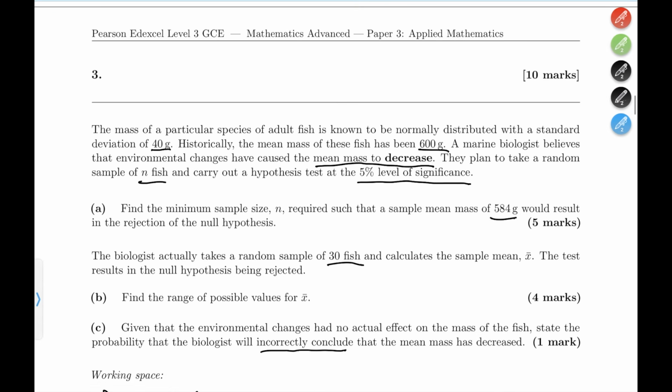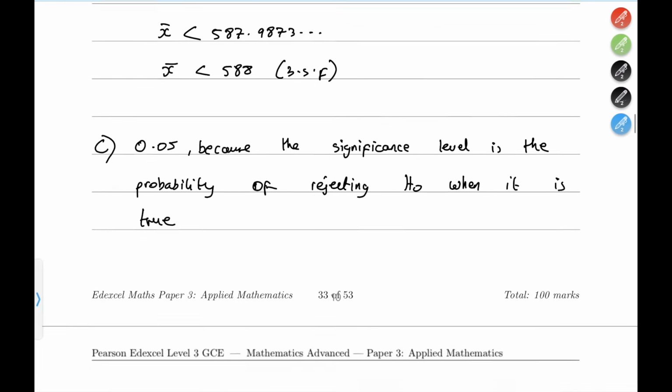So this whole question we've been working through rejecting. Okay, you can see here we've been saying, okay, such that it would reject the null hypothesis, and it results in the null hypothesis being rejected. So we're clearly rejecting it, and it's asking us, given that there's actually no effect on the mass of the fish, so we shouldn't be rejecting because the mean hasn't changed. So therefore, we're incorrectly rejecting the null hypothesis, and the probability of that happening is the significance level, which is 5%, or 0.05.